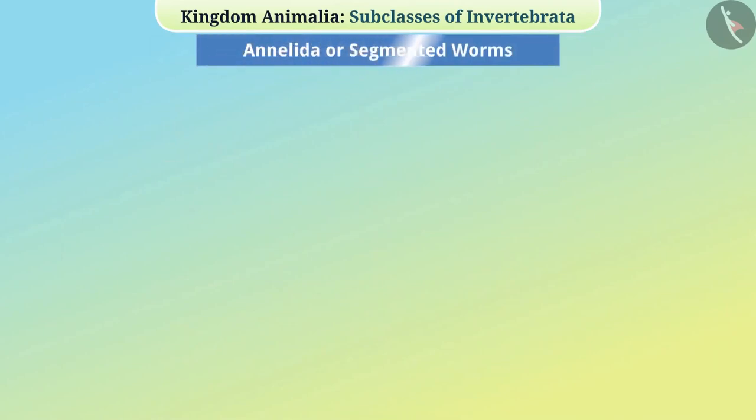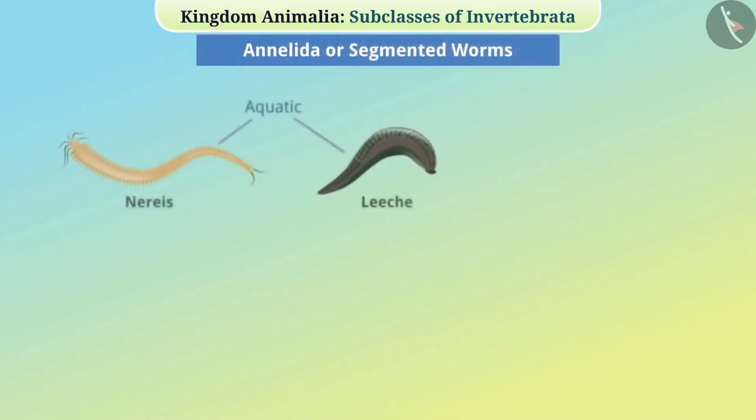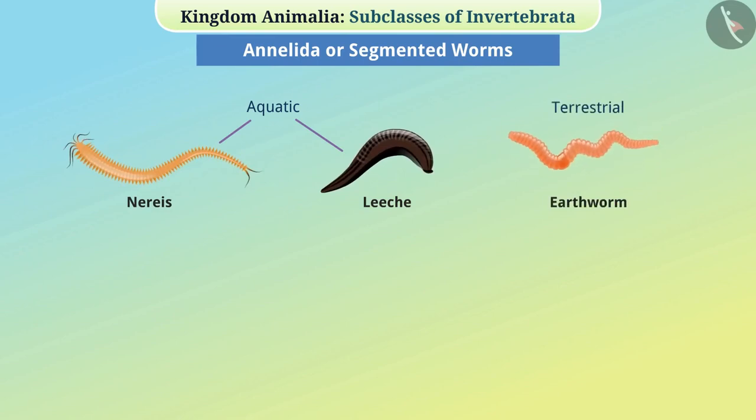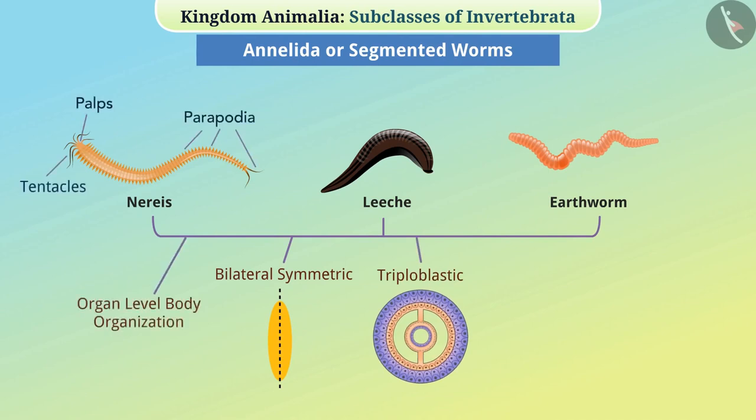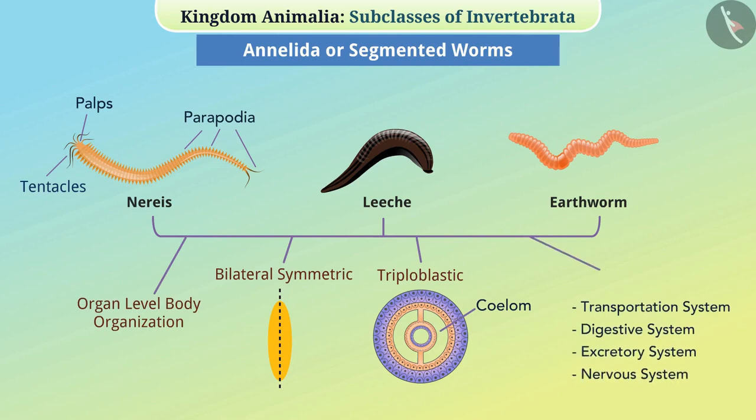Annelida or segmented worms. These include some aquatic animals such as nereis, leeches, and some terrestrial animals such as earthworms. Generally, they are bilateral symmetric, triploblastic animals. In these, body organization is at organ level. In these, the true body cavity is found. There are specific transportation, digestive, excretory, and nervous systems for which the different organs are well differentiated.